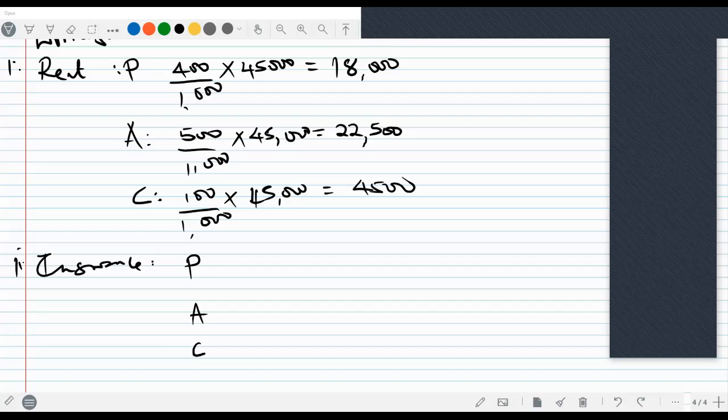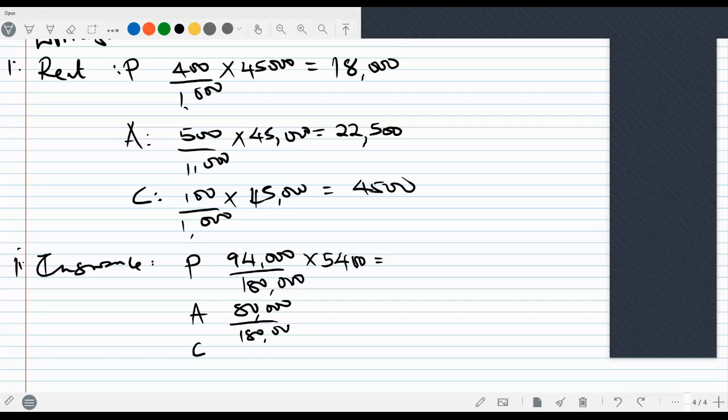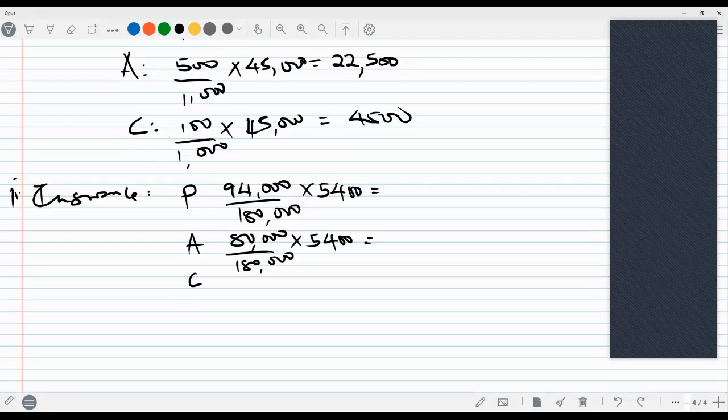We use the machine value. Yes, machine value. This is about the machine that each department has, so they take insurance cover for them. The total machine value is 180,000, which is 94,000 plus 80,000 plus 6,000. Preparation is 94,000 out of 180,000 times the insurance cost of 5,400. Assembly is 80,000 divided by 180,000 times 5,400. Canteen is 6,000 divided by 180,000 times 5,400.